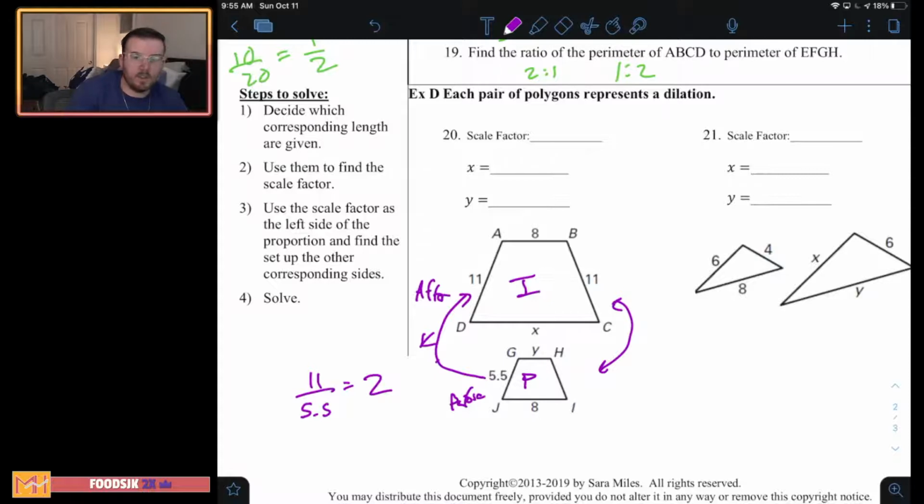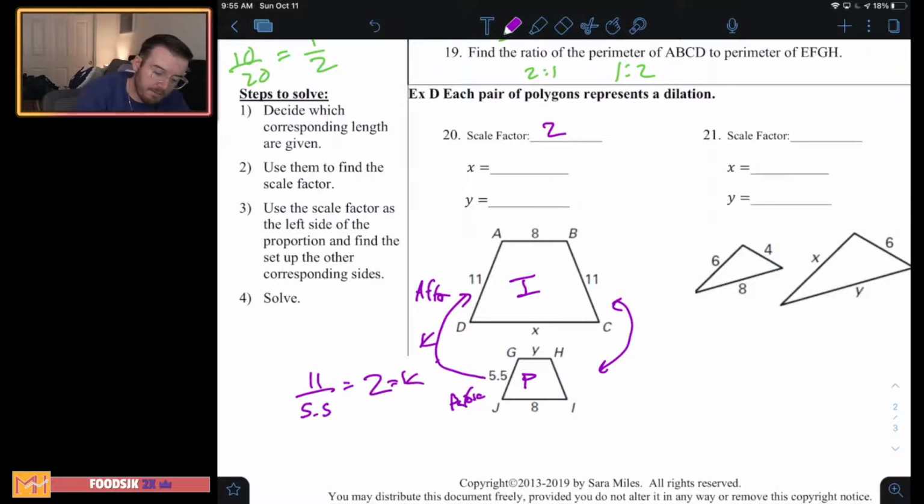So some of you might have noticed that 5.5 times 2 gives you 11. If you did, great. But if you didn't realize that, you might be sitting there guessing and checking like, okay, what is it? How do I get from 5.5 to 11? Just plug it in. Image over pre-image, and you get this nice pretty answer of 2.